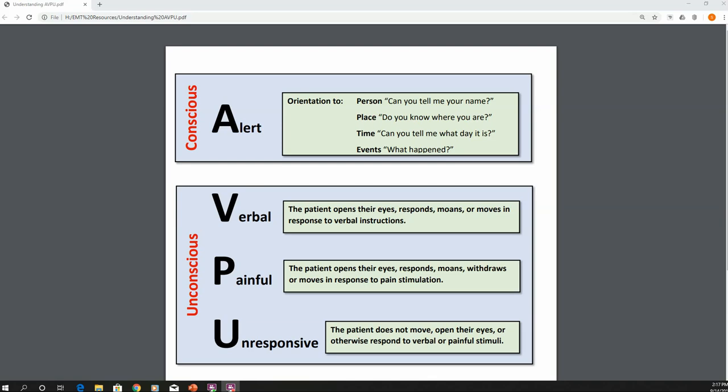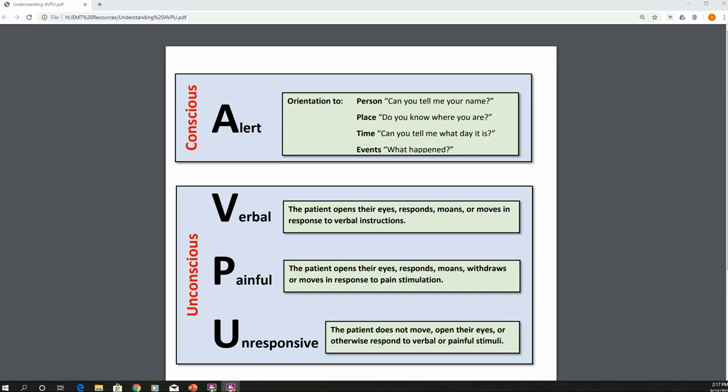But generally speaking, if they don't wake up, if they don't start responding under normal circumstances, we'd say they're unconscious but responsive to verbal. And the same thing would apply for painful. Again, we would inflict some level of pain that is acceptable within EMS standards. And typically that's something like taking a pen and applying it to the nail beds.